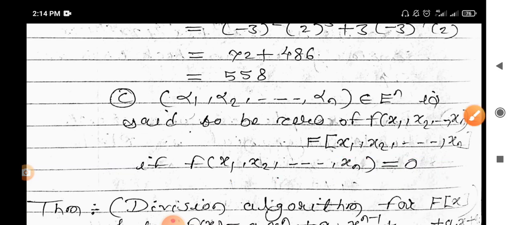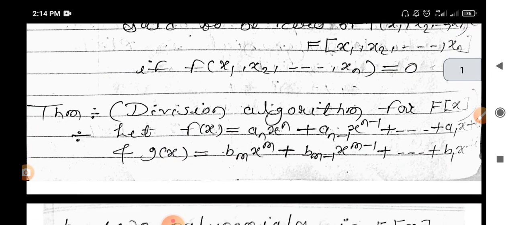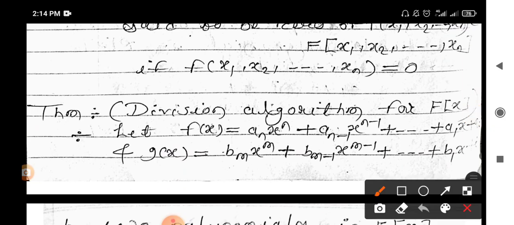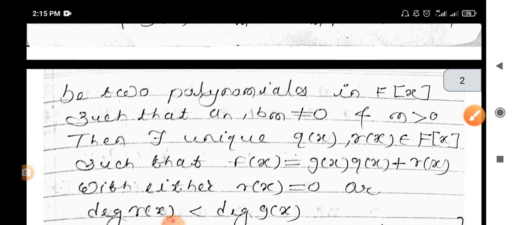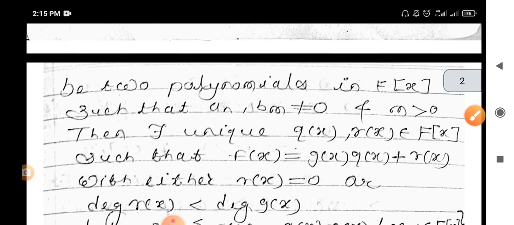So now next is the important part: we have to prove and define a division algorithm for a polynomial ring. Let f of x be the nth degree polynomial a0 plus a1x plus a2x square up to anx raised to n, and g of x be the mth degree polynomial b0 plus b1x up to bm x raised to m in F of x, such that an is non-zero, bm is non-zero and m is strictly greater than 0.